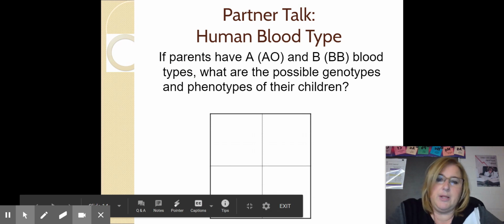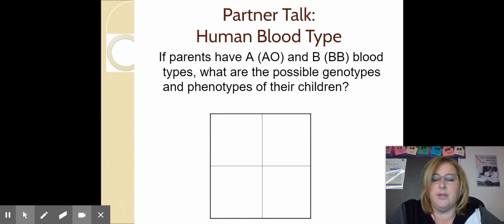So here's where we typically would turn to a partner and see what you could do with this. If one parent has type A blood and is heterozygous for their A, which is an A and an O, and the other parent has type B blood but is homozygous for its type B blood, meaning big B, what could all the possible outcomes for genotypes and phenotypes be for their children? So take a moment and see if you can come up with what the Punnett square would look like.